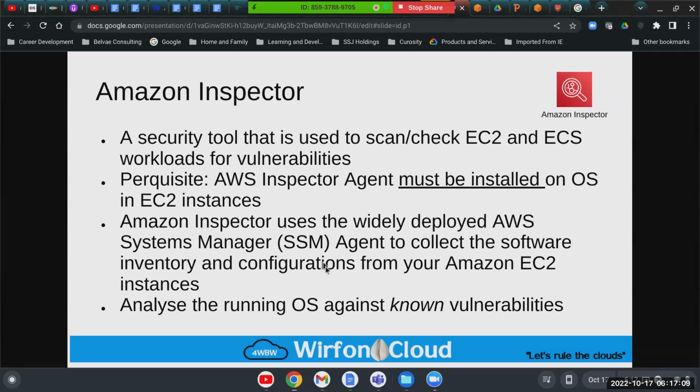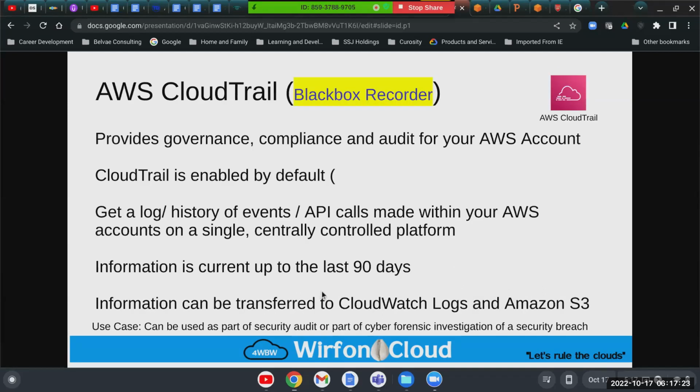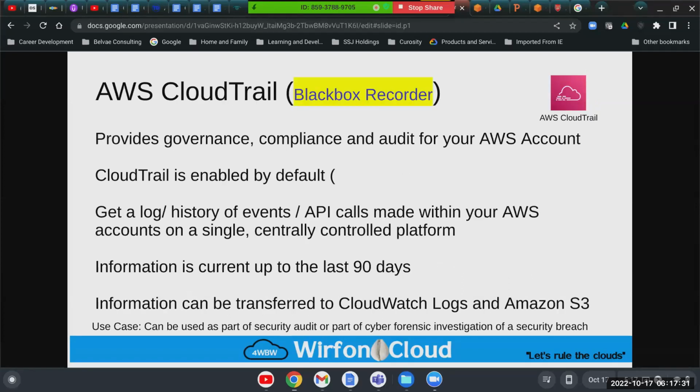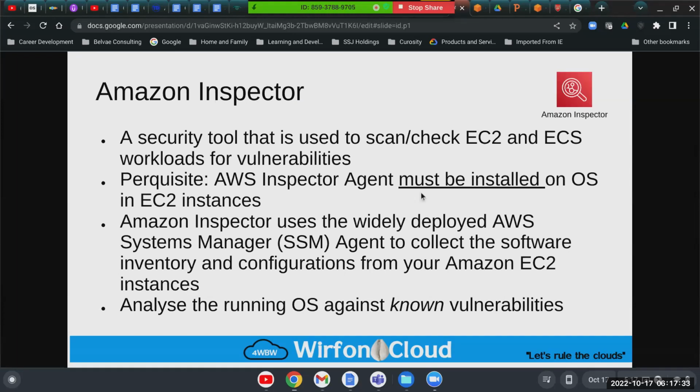When the agent is installed, the agent is controlled by Systems Manager, which queries the agent to look for vulnerabilities. So how does this work? That's what Inspector does. We'll come across a diagram to take a look at that.